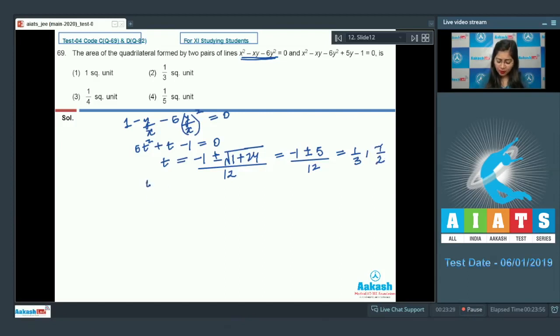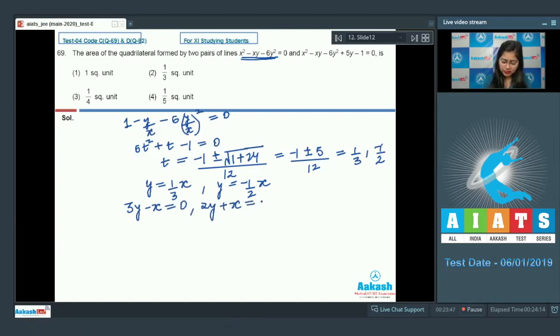That is, the value of y is equal to 1 by 3 into x and y is equal to minus 1 by 2 into x. Hence the straight lines are 3y minus x equal to 0 and 2y plus x equal to 0.